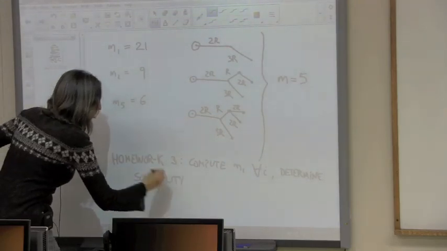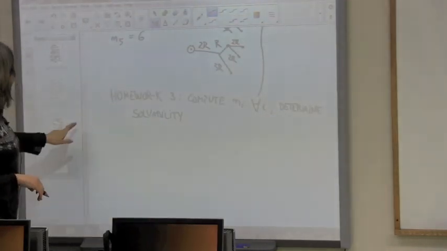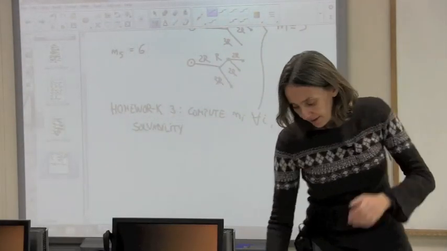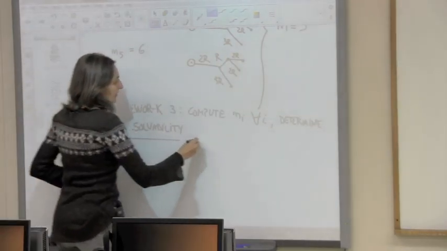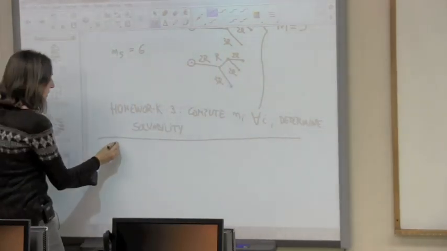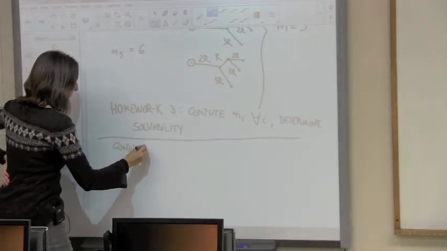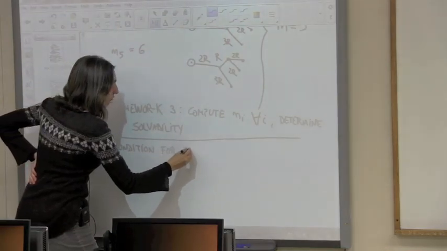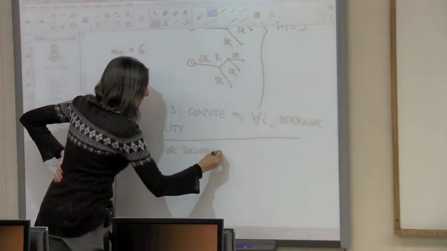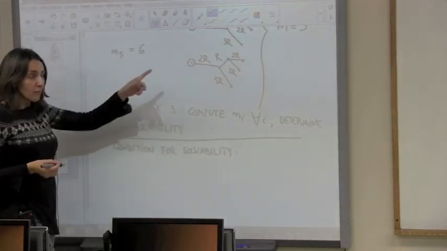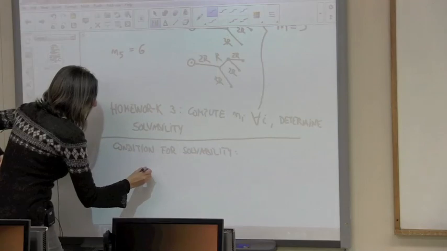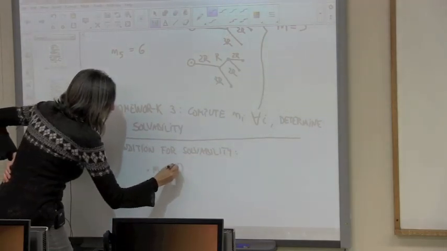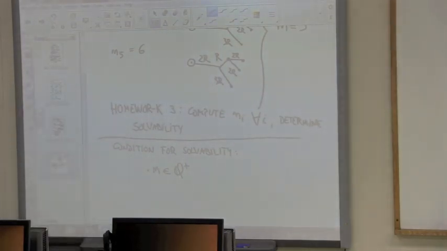Let me just give you again the criterion for it to be solvable. So just as a summary, the necessary and sufficient condition for solvability of the whole graph, okay? First of all, you have to have a number of positions for the whole graph which is a positive value, right? And it's not infinity. So M has to belong to the positive rational numbers. It doesn't have to be an integer number. It could be 2.5 positions, for instance. That happens, okay?